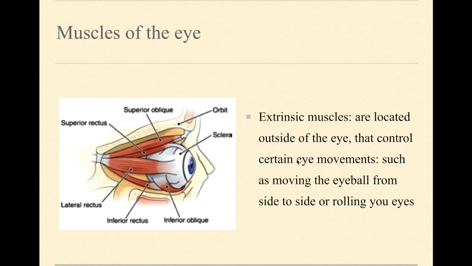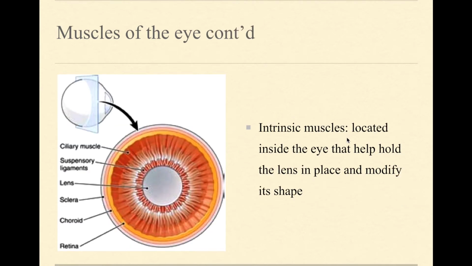The muscles of the eye, we have 2 muscles. The first one is the extrinsic muscle, and they are located outside of the eye, as we can see in this figure. They control certain movements, such as moving the eyeball from side to side, rolling our eyes. We have the intrinsic muscles, which are located inside the eye, that help hold the lens in place. As we can see, these are the intrinsic muscles right here, and they hold the lens in place, and it modifies its spherical shape.